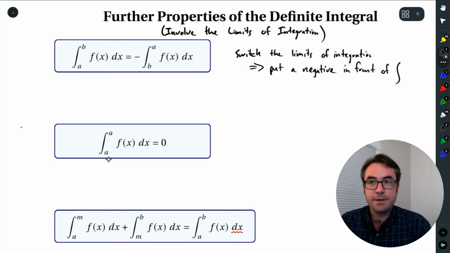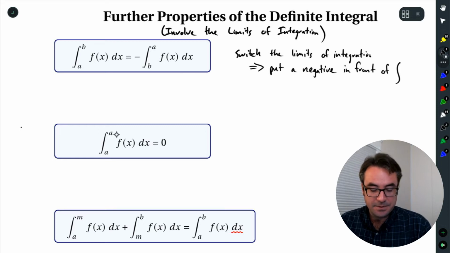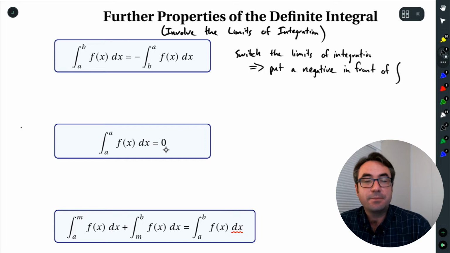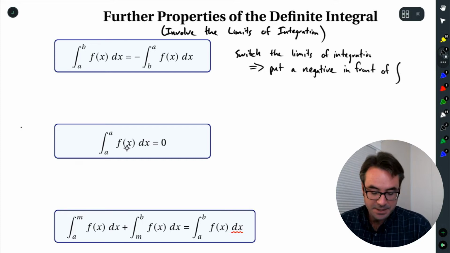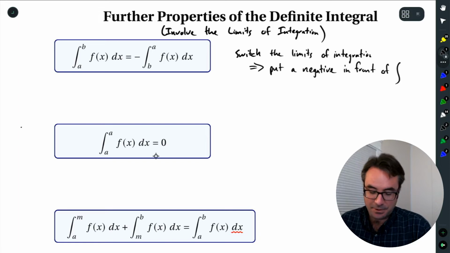Our second property here tells us what happens if the two limits of integration are actually the same. So if we're integrating f of x from x equals a to x equals a, perfectly fine to do that. But if those limits of integration are the same, then you end up with 0. And that should seem reasonable because if we find the antiderivative and plug a in, and then plug a in again and subtract, you get the antiderivative evaluated at a minus the antiderivative evaluated at a. It just cancels out. So you end up with 0.